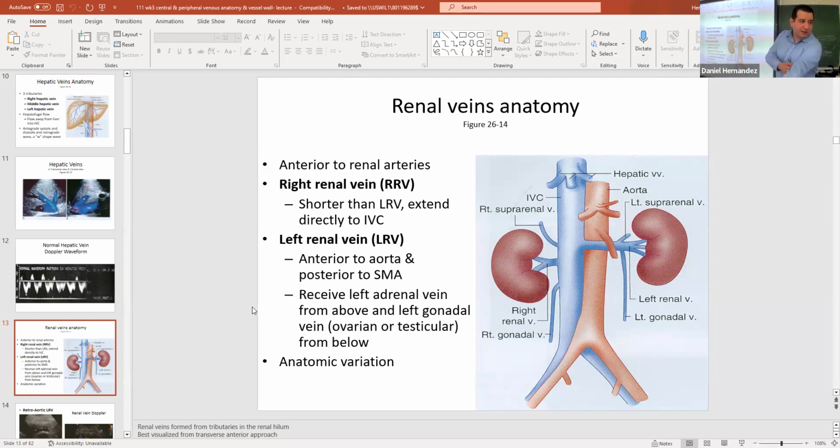So we had mentioned that we can also see, on that left renal vein, the left adrenal vein also drains into that, as well as that left gonadal vein. Again, in men it would be the testicular vein, and in women it would be the ovarian vein, drained directly into that left renal vein.